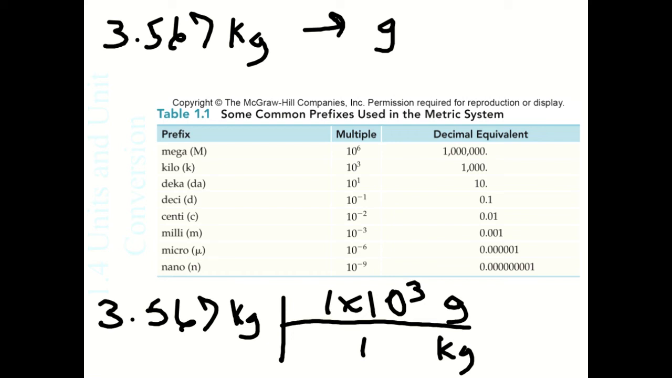But what does this end up being? 3,567 grams. Right? That's what it ends up being.